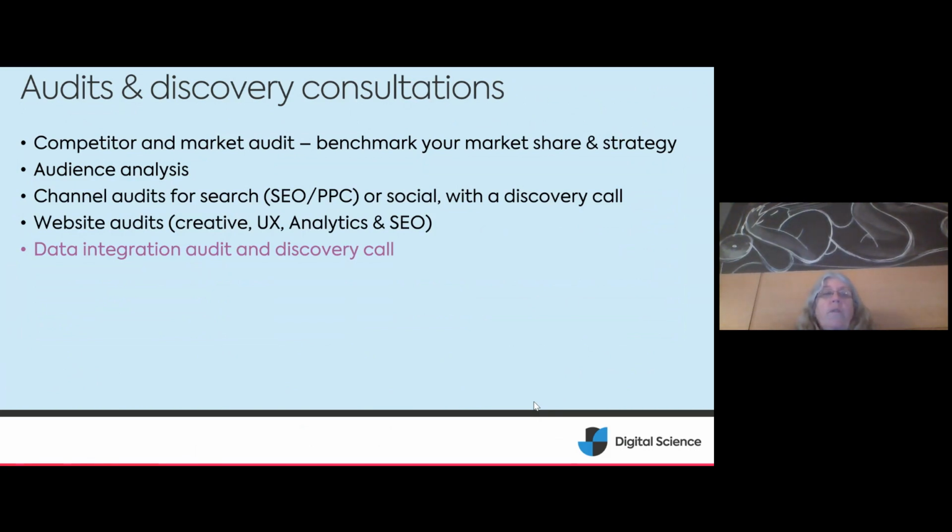We can also do an audience analysis. This is using another tool called Meltwater. So if you want to understand your audiences, again, that report is free as well. We also regularly do channel audits for SEO, PPC, social with a discovery call. So that's search and social calls. But this one's only available for free if you are looking for an agency.